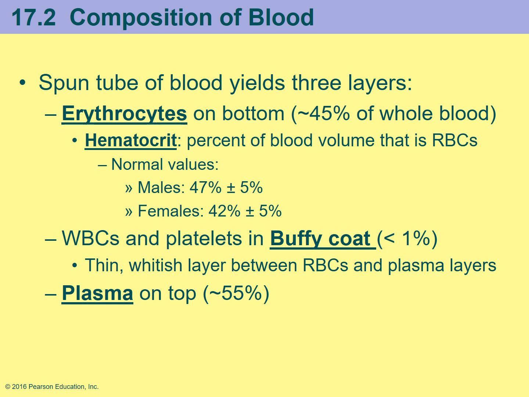The white blood cells and the platelets together are going to be in the layer between the erythrocytes on the bottom and the top layer, which is where the plasma is. That's what we call the buffy coat. It's less than 1% of the total volume, but that's where the white blood cells and the platelets are going to be. The plasma, which comprises about 45% of the total blood volume, is going to be on the top layer.